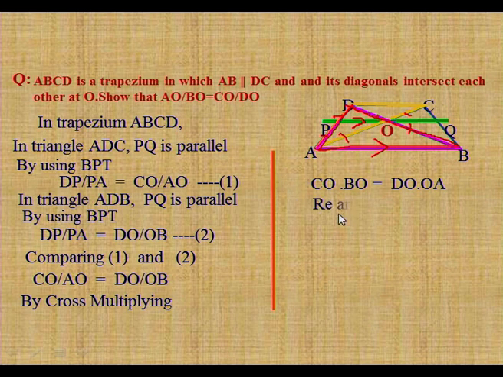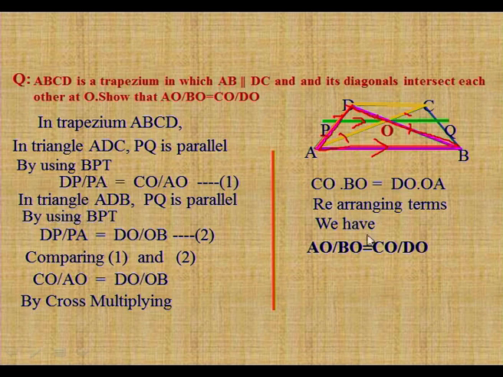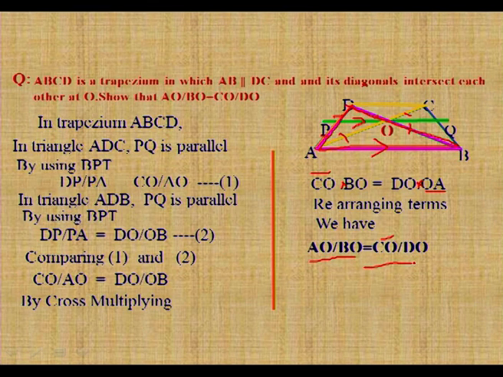Rearranging the terms above, we get AO by BO, keeping AO as it is and taking BO, this is a multiplication symbol. If I transpose this BO to that side, it becomes AO by BO, and CO I am keeping as it is on this side, and this DO, this is a multiplication symbol. Therefore, bring DO to this denominator, and hence this is the required condition form to show us.